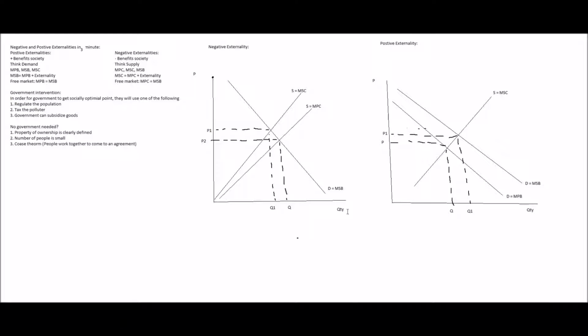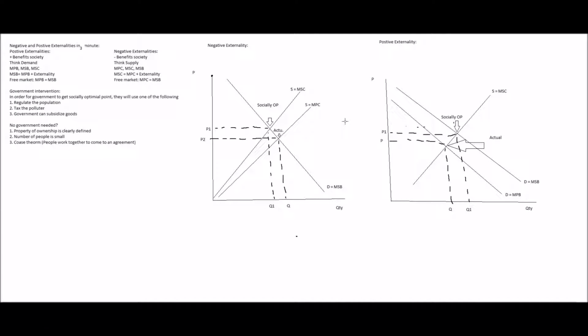And when you're thinking of your negative externalities, you want to think of supply. You have two supply curves and you have one demand curve. You have your marginal private costs, your marginal social costs, and your marginal social benefit. When looking at a negative externality, you want to operate as a firm at the socially optimal point here. But in reality, you're not operating at that point. You're going to be operating at this actual point over here. And those are denoted by your Q and then your Q1.